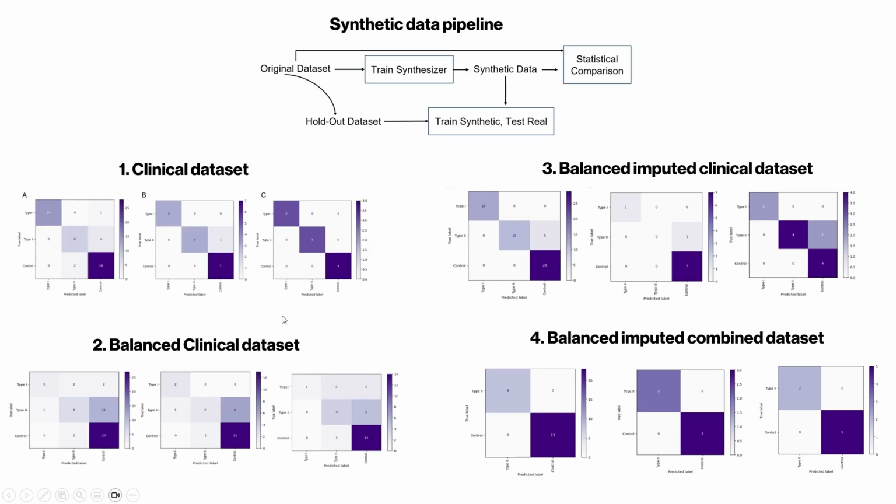We trained a machine learning model called XGBoost to classify patients as either having type 1 diabetes, type 2 diabetes, or no diabetes, using clinical information of patients with complete records. Then we made our first attempt at fixing the imbalance by training a synthesizer called CGAN and generating entirely synthetic subjects. But this attempt actually resulted in a weaker model.